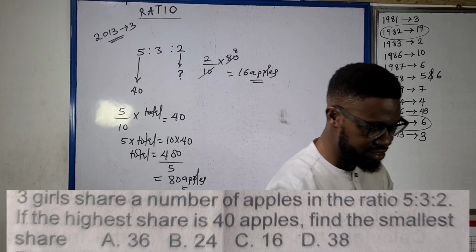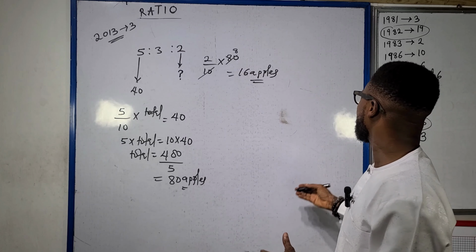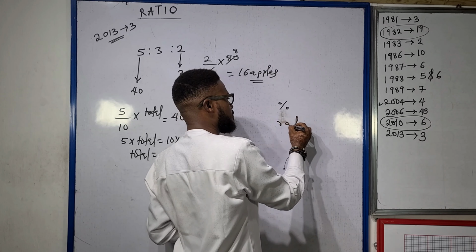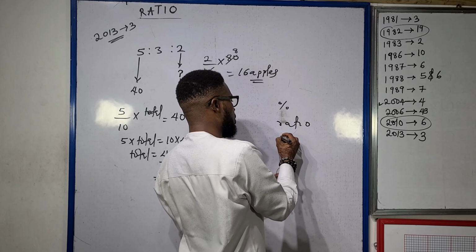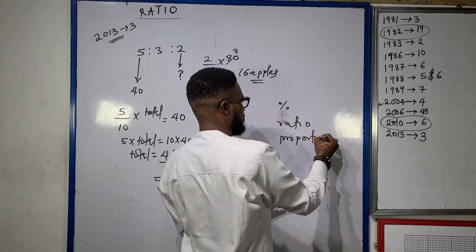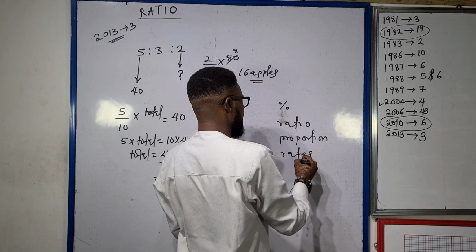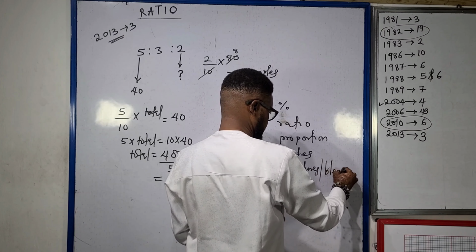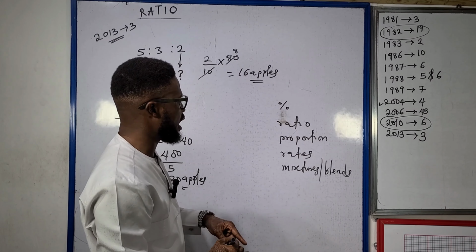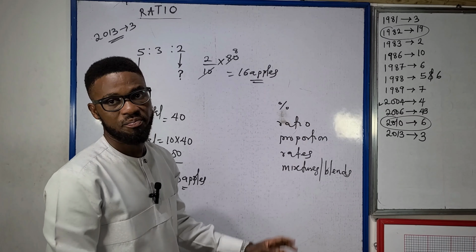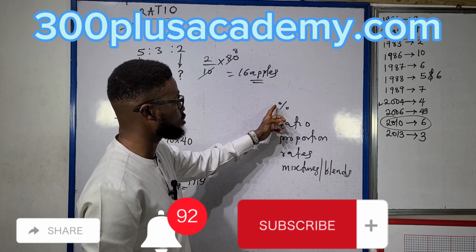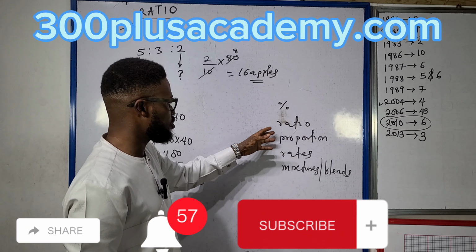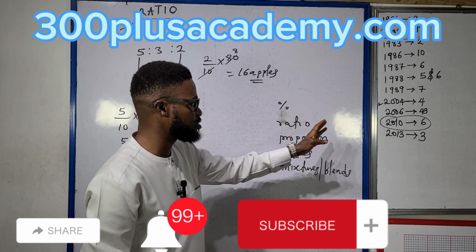You can see we started the series with percentages and now ratio. When you look at all of the years, we started with percentages and now ratio. And then we still have proportion. We still have rates. And then we have what we call mixtures or blends. Now we've taken percentage, we've looked at past questions, we've taken ratio, we've looked at past questions. Now we're going to go into proportion, rates, and mixtures, and we'll take past questions.